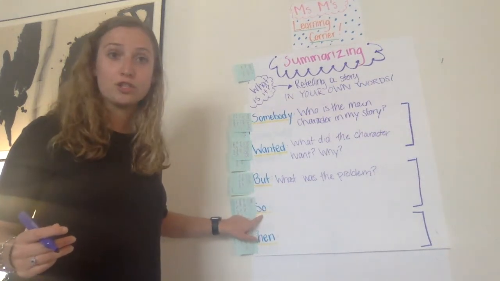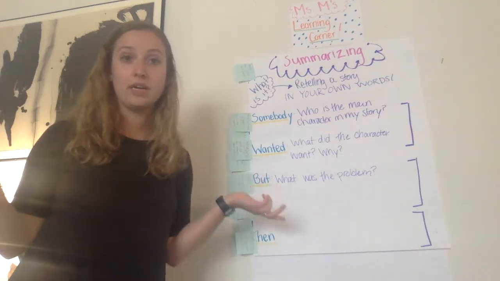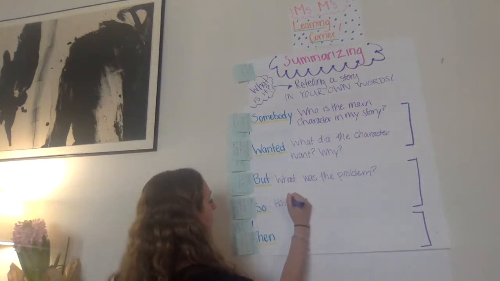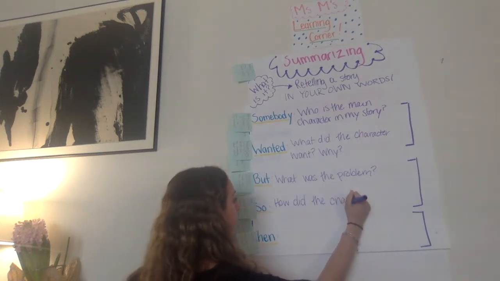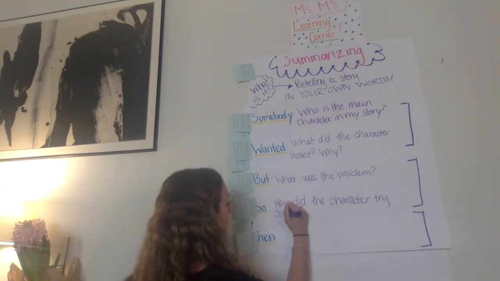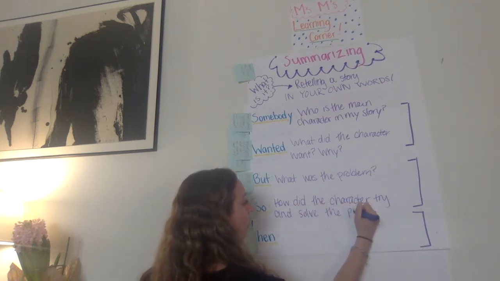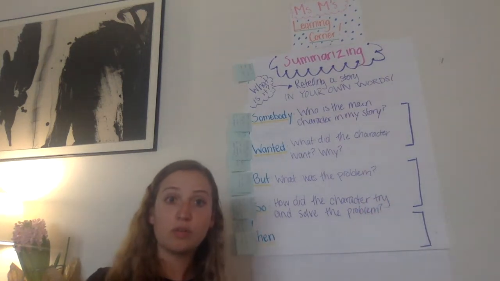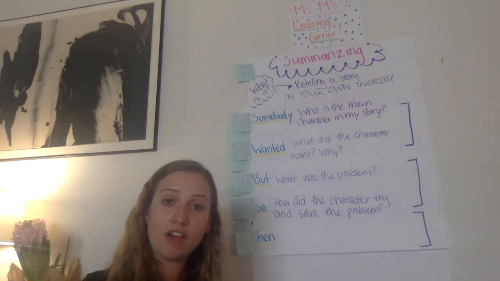Then you're going to go on to your so. This is where you're going to ask yourself, how did the main character try and solve the problem? Okay? So how did the character try and solve the problem? What did they do? Did they ask their friends? Did they ask their parents? How did they try and solve the problem that they found themselves in?